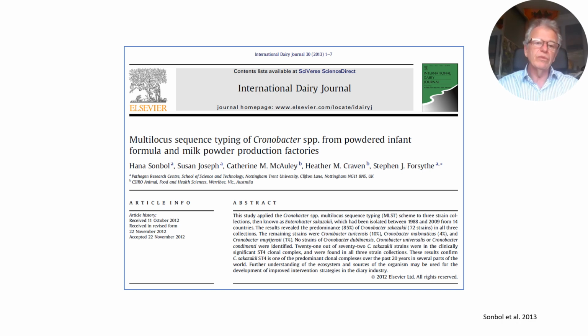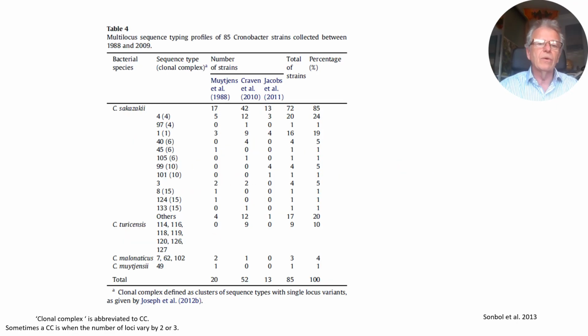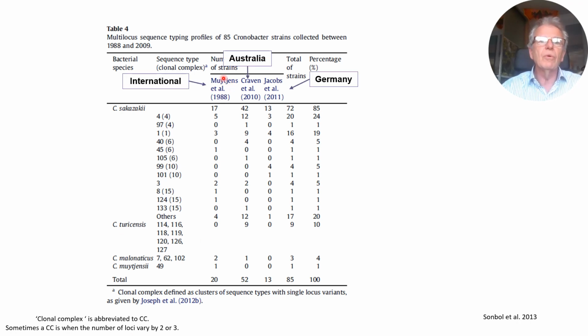Now, what we also did about 10 years ago, we went and sequence typed strains from powdered infant formula and milk powder production factories. We had a number of collaborators, and what we did, we looked at the number of strains in each sequence type from 3 previous publications. The one by Harry Muytjens was an international study from 1988. So we did the first multilocus sequence typing of that previous paper from 1988 because sequence typing wasn't available then.